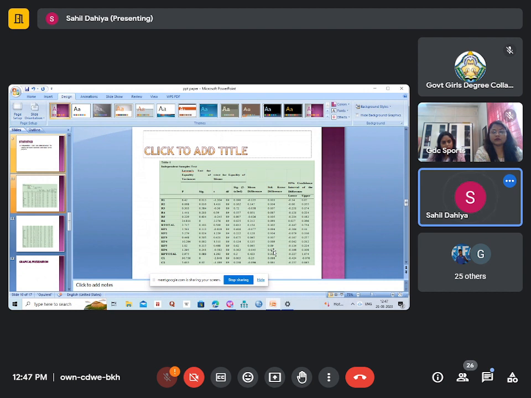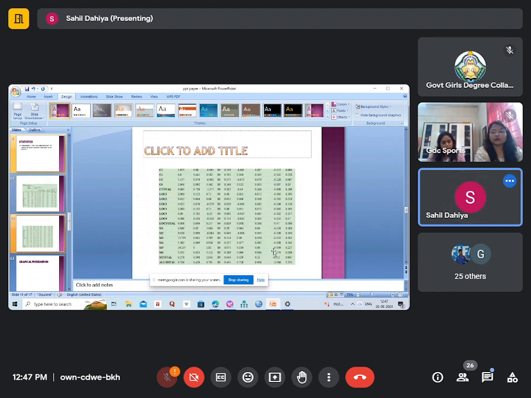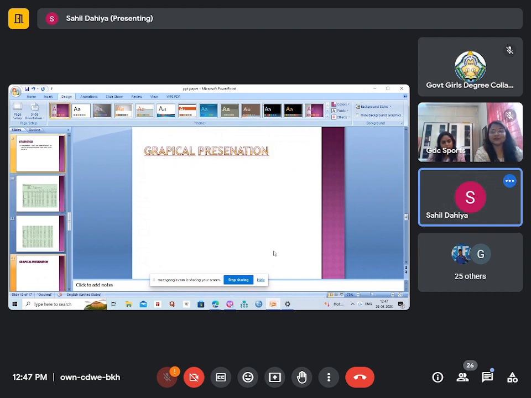These were the tables, and the graphical representation is not visible here.